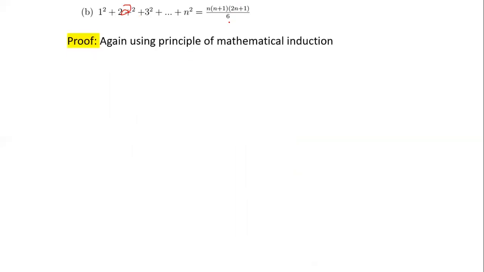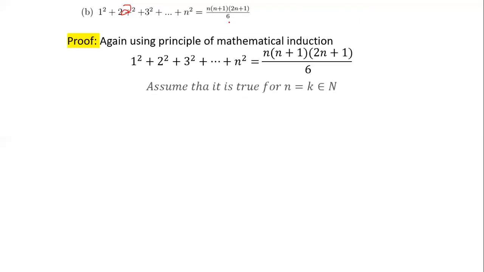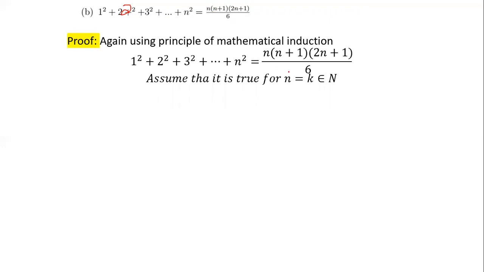The next one, that is 1 square plus 2 square plus 3 square up to n square is equal to n times n plus 1 times twice of n plus 1 over 6. So again, using the principle of mathematical induction, we have this one. Let's assume that this theorem holds true for an arbitrary natural number k, an element of N. So our claim will be checking the trueness of this theorem for the next natural number, which is k plus 1.